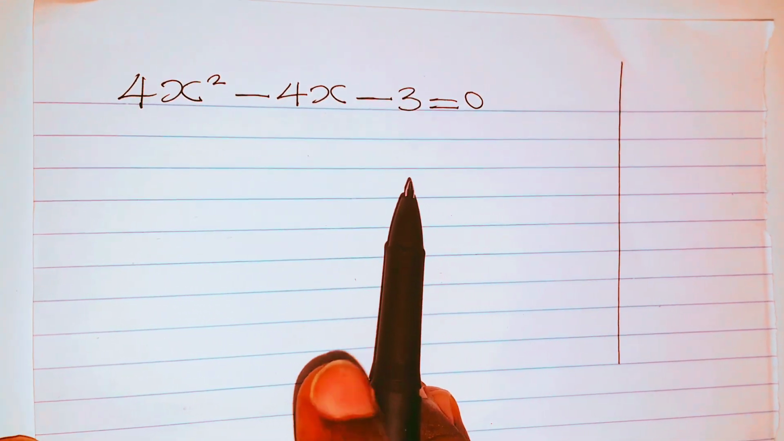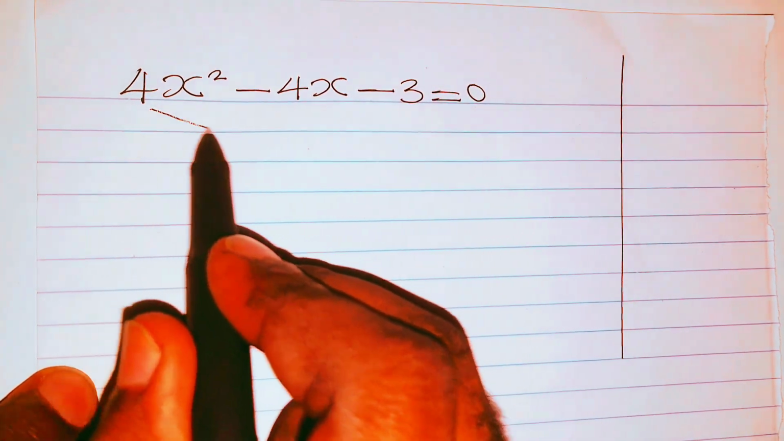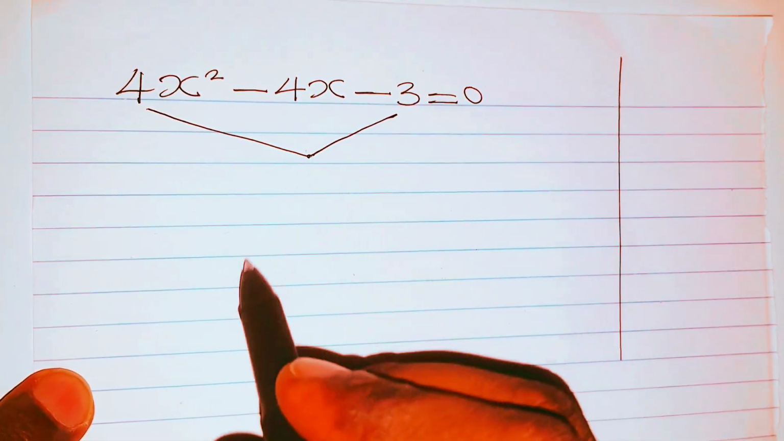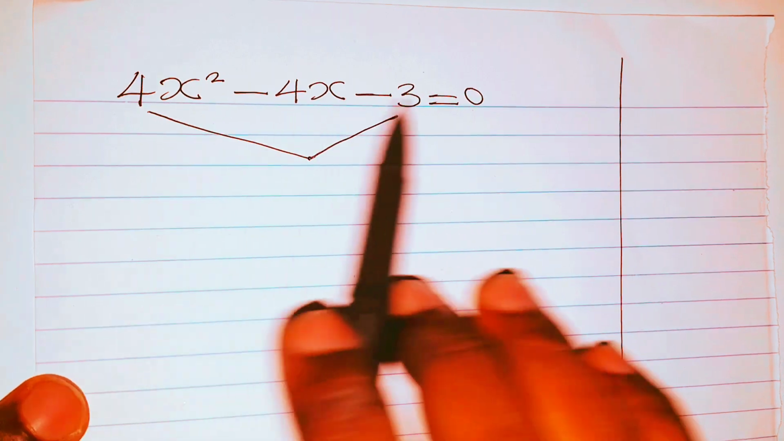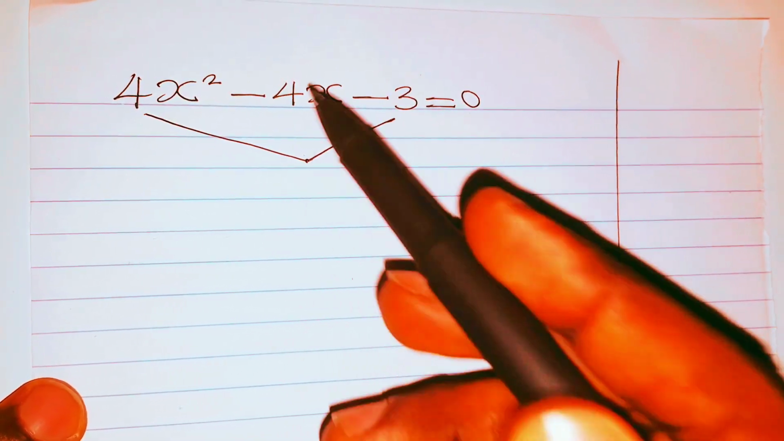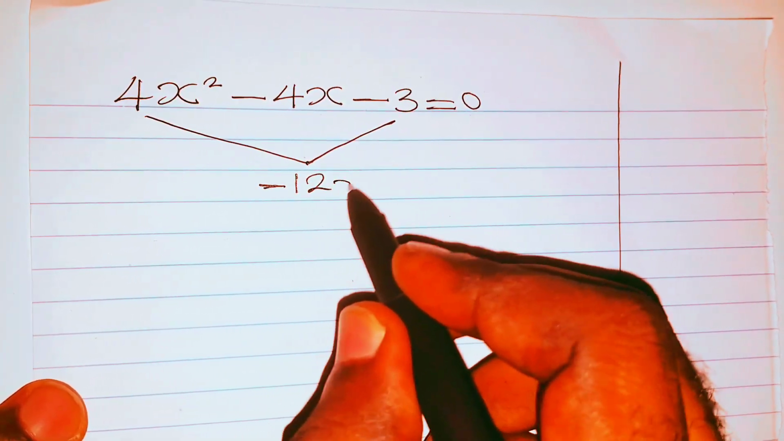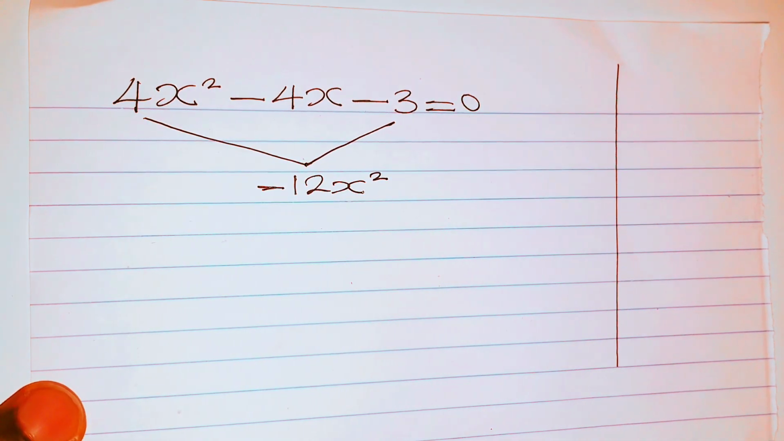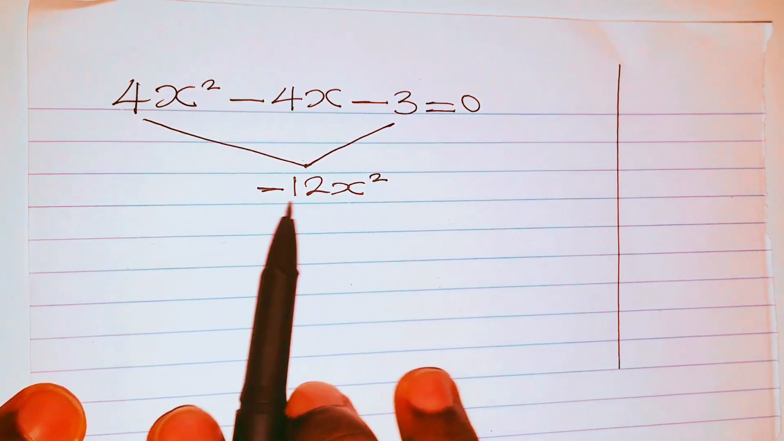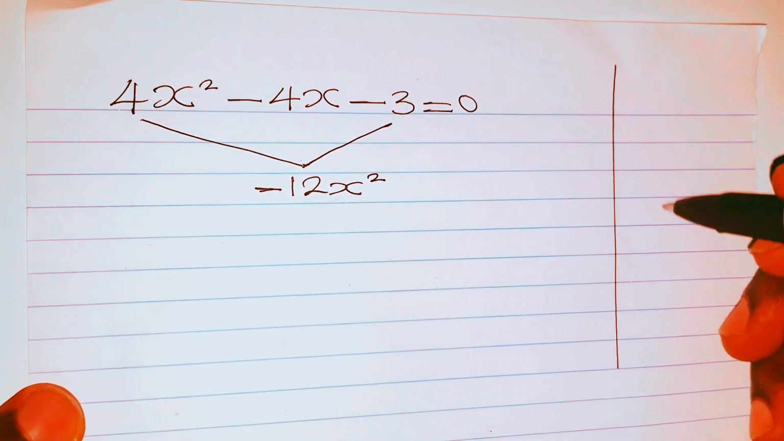The first thing we need to do is to pick the first term and multiply it by the constant term. That is 4x squared multiplied by minus 3, and that's going to give us minus 12x squared. And then the next step is to find the pairs of factors of minus 12. Let's just list them here.